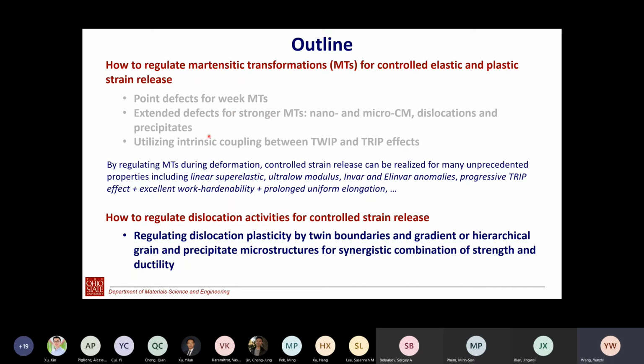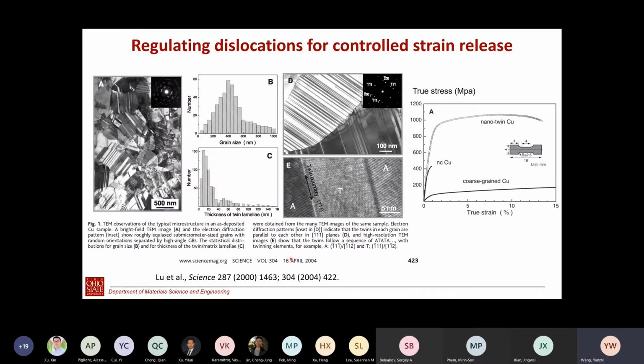So by doing those studies, we actually learned a lot. You can utilize different kinds of microstructure to regulate the martensitic transformation. As I said at the beginning, the martensitic transformation is very similar to dislocation plasticity. So now I say, why don't we use some of the ideas we learned here and come back to apply them to dislocation plasticity? I'm going to show you one example that we learned from those exercises. Over the years, people have tried to regulate plastic activity, dislocation activities, by grain boundary engineering. This is a typical example by Lu's group.